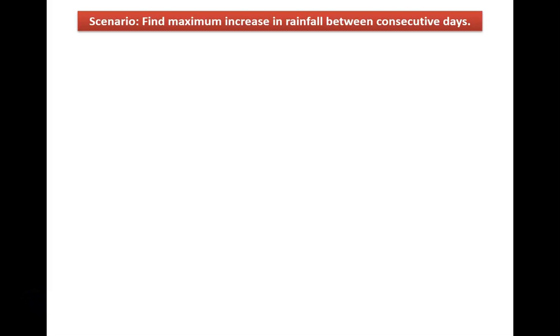Hello all, welcome back. In this video we are going to solve two other important and interesting intermediate level problems using arrays in C. Moving on, the first problem is this. Given a scenario, you have to find the maximum increase in rainfall between consecutive days. So the scenario is that you are given the rainfall details and you have to find the maximum increase between two or more consecutive days. So let us do the program and solve the problem.